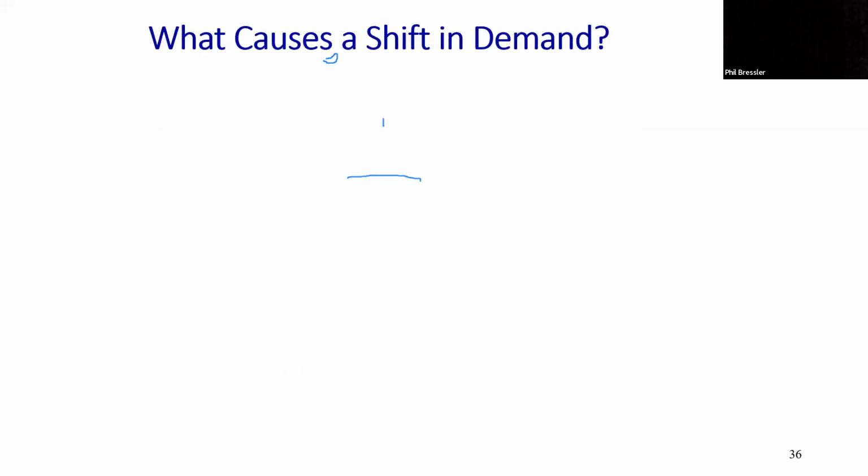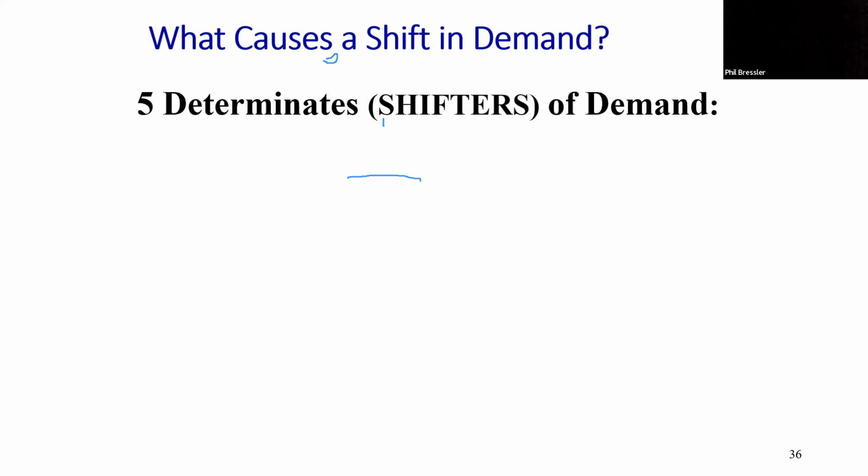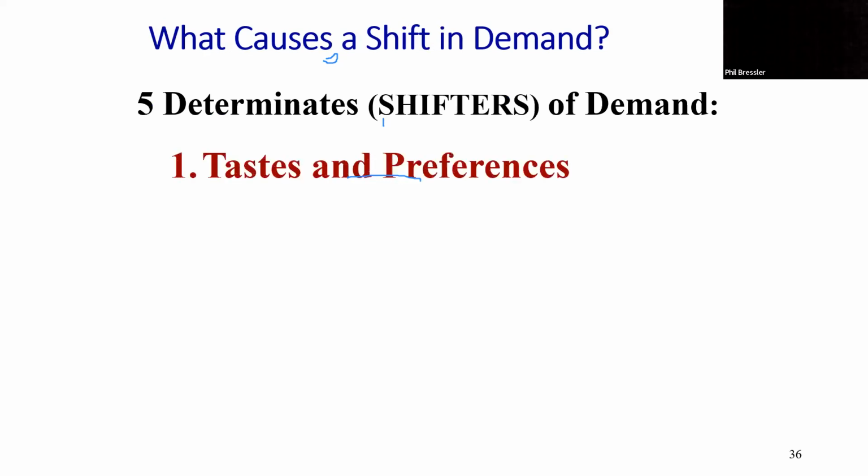The last thing today, what are the shifters in demand? There are 5. I think of it as TIMER as the acronym, all right? T, taste and preference. What is an example of taste and preference? Baldness, smartness, things that might get you to buy it. Second, income. If people are making more money, they're going to buy more. If people are making less money, they're going to buy less.